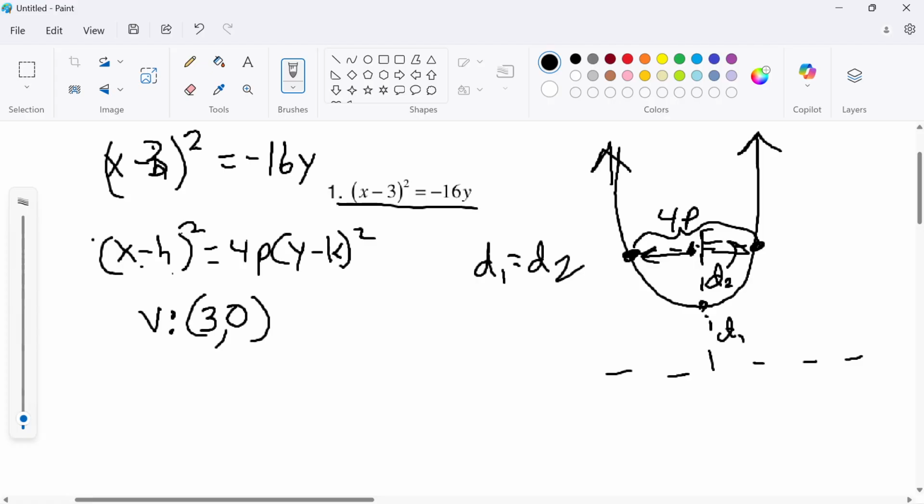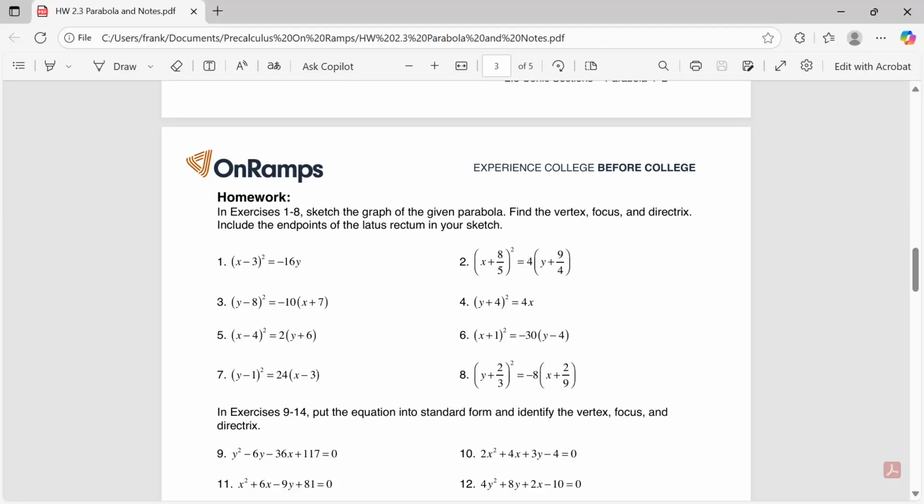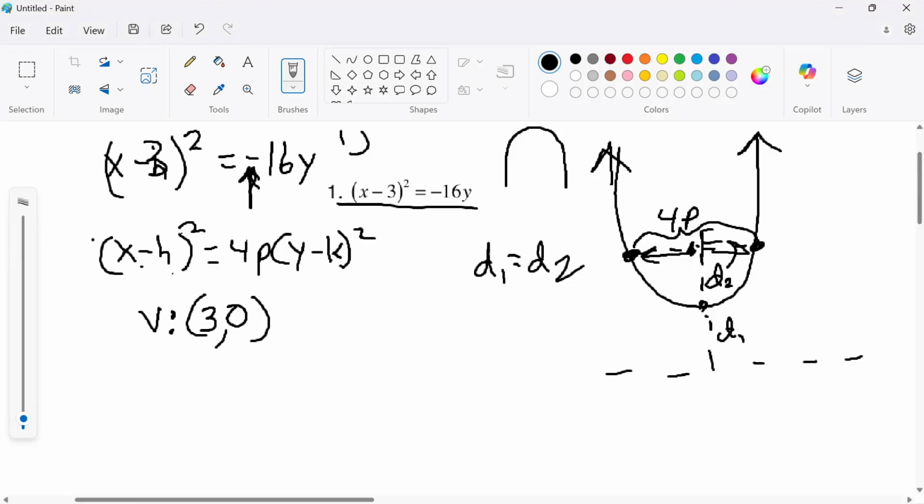Now I will graph this in a moment, and I'll show the graph on Desmos just to show that I got it right. Now this term is negative, which means this is going to be an upside down parabola. It's going to look like that. If this number is positive, then it would be a right side up parabola. It would open like that. So, the focus. How do I find the focus of this thing?